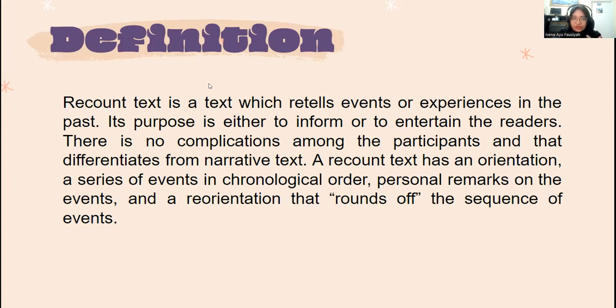In this chapter, we're going to talk about the historical event. So it's a historical past event that maybe made a significant change in our life. Okay. The purpose is to entertain the readers or inform some information to the readers. And then there's no climax and complication among the participants. It's only the chronological order, like when the time A, what happened, and then time B, what happened, and etc. And then the structure is orientation, series of events, and reorientation, that rounds off the sequence of events.